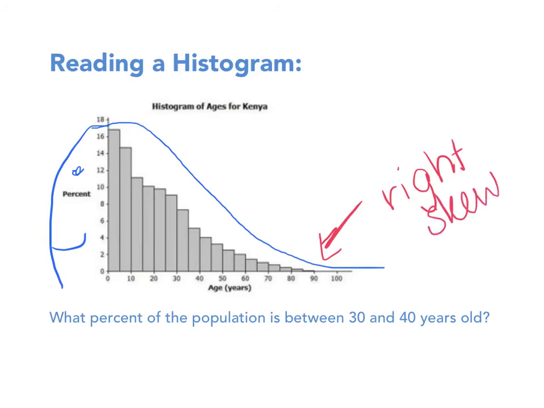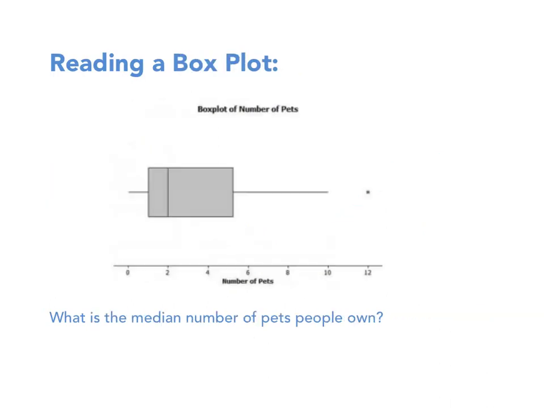And let's just look at what the percent of the population is between 30 and 40 in order to answer this question. So I have 30. This bar represents 30 to 35. I see about 8. And then this bar we still have to do between 35 and 40. And that's about 6. So I would say 14% of the population is between 30 and 40 years old in Kenya. Okay, reading a box plot.